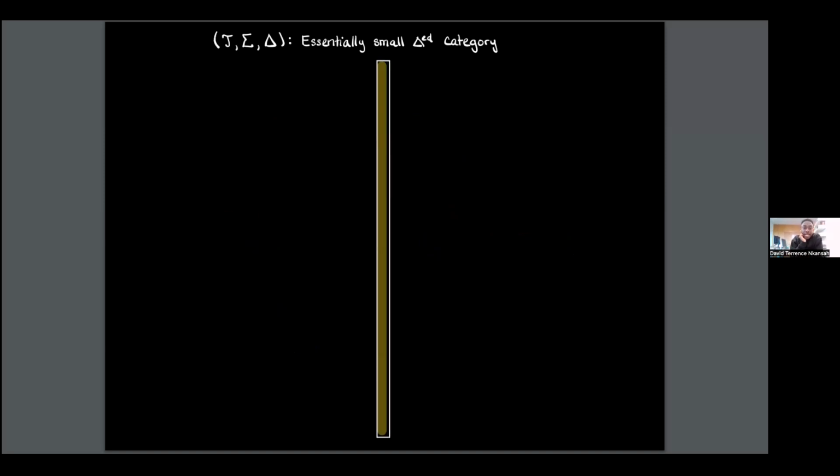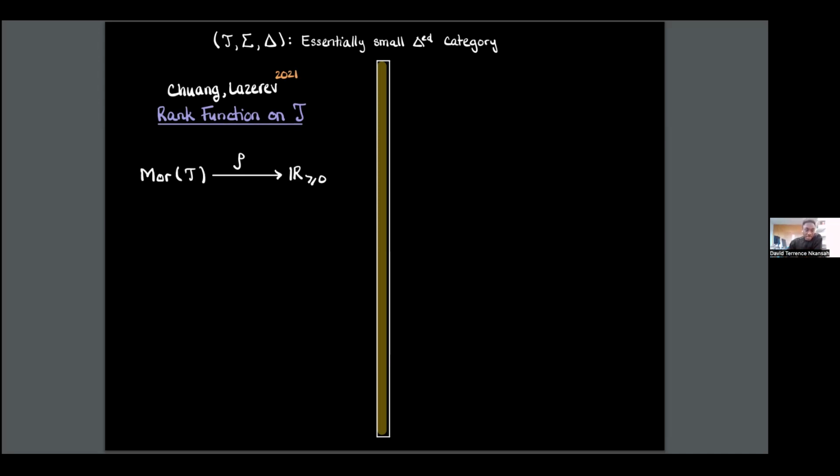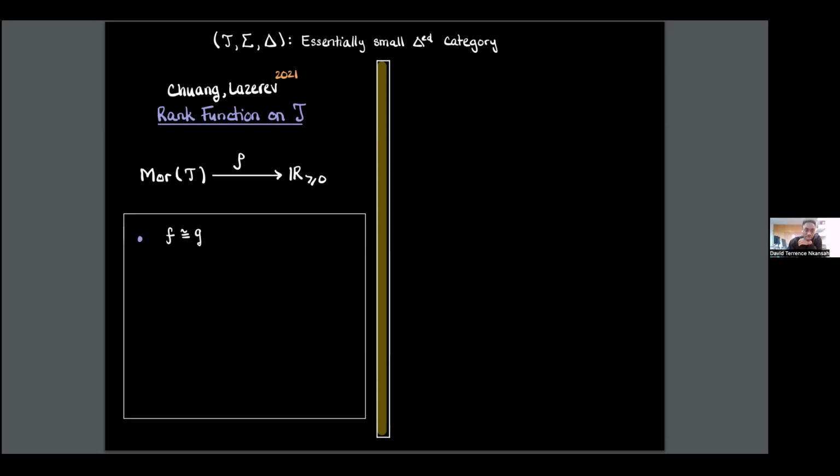So we fix an essentially small triangulated category T with suspension functor sigma, and then I denote by the collection of distinguished triangles. Now, Chuang and Lazarev in 2021 defined the notion of a rank function on a triangulated category T. Namely, it's going to be an assignment from the collection of morphisms of T to the non-negative real numbers, satisfying some axioms.